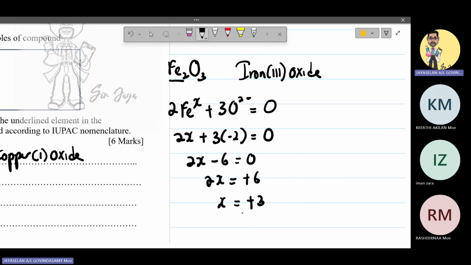Then you name it iron 1, 2, 3 oxide. Why do you put 1, 2, 3? Because what is the value of X? You put here 3 positive. The ion involved is Fe3 positive. Any question? So you already scored 2 marks here.